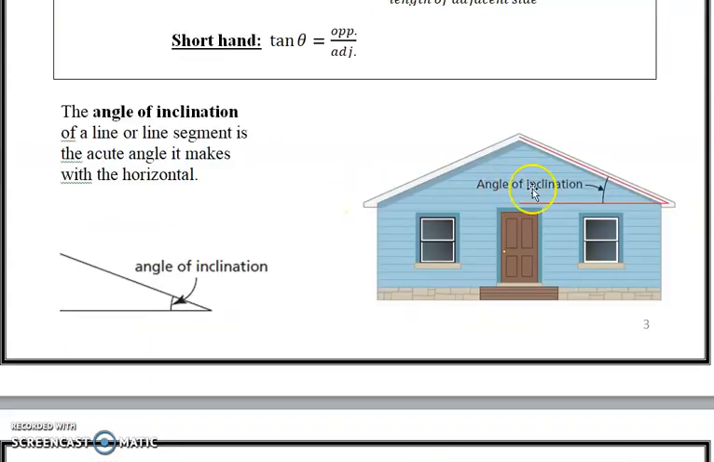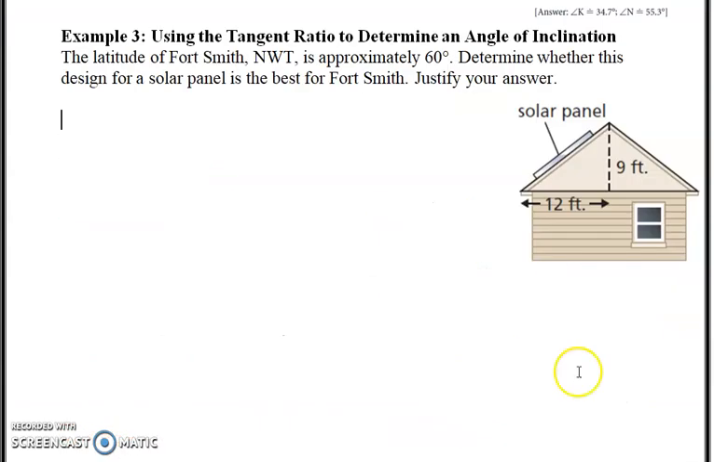I think it's right here. So angle of inclination is what it makes with the horizontal, and then how it increases above. So basically your roof line with the horizontal. Okay, so let's go back to the question here.